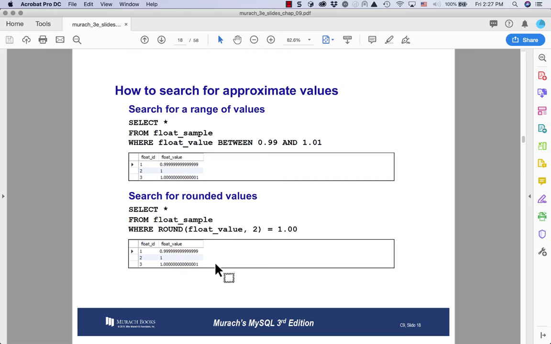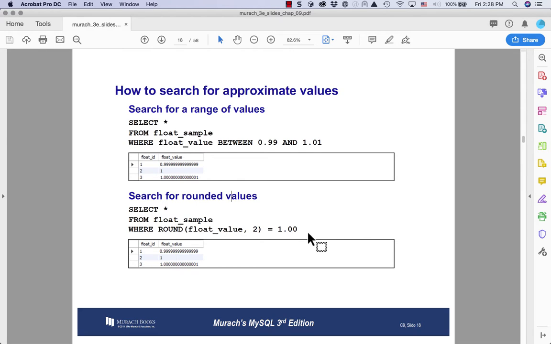Okay, so we can do it where we can just say where float value between 0.99 and 1.01. Okay, and that's going to get us all three values. Those are the values up here. Or we can say where float value rounded to two decimal places equals 1.00.